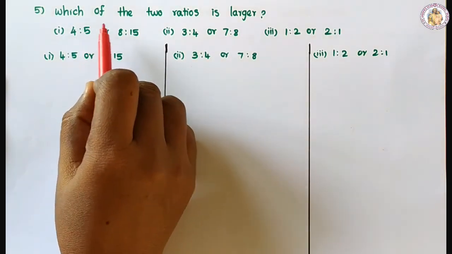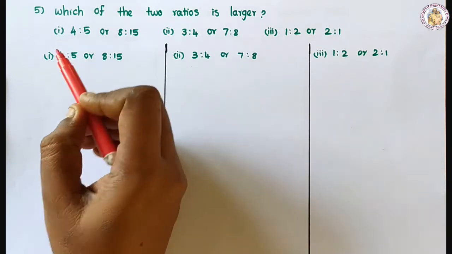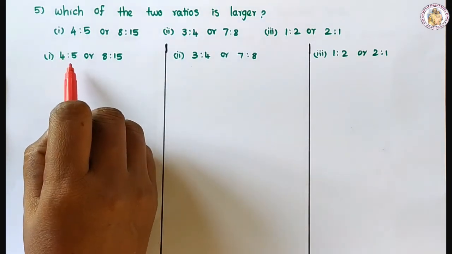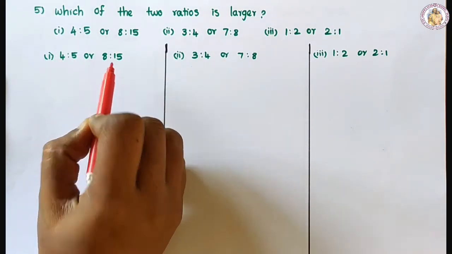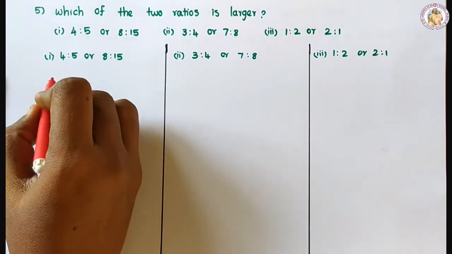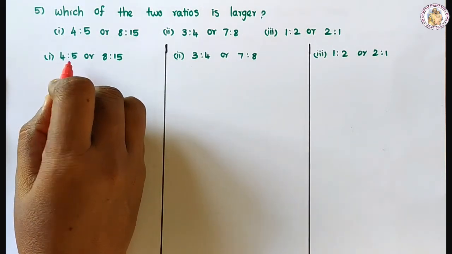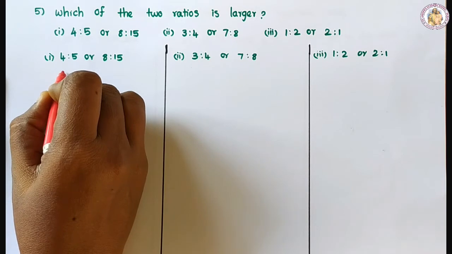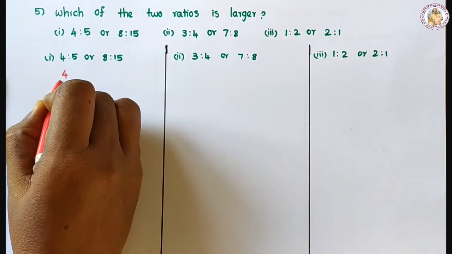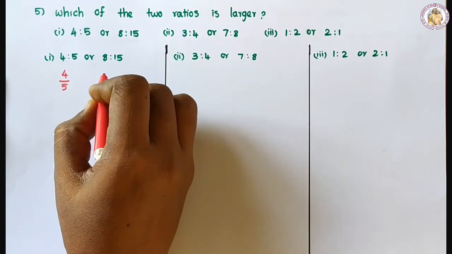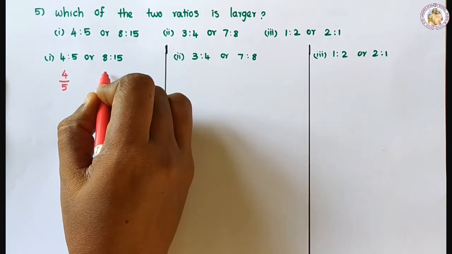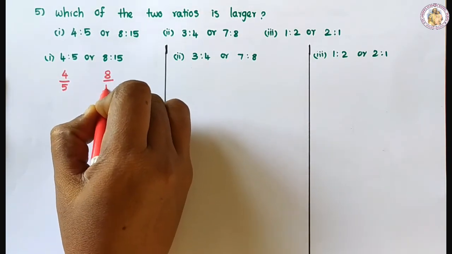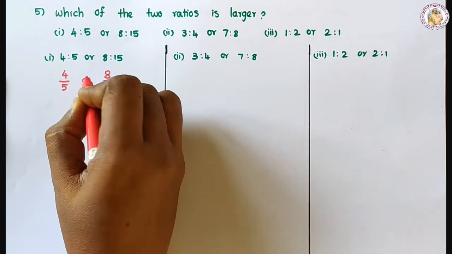Fifth one, which of the two ratios is larger? First subdivision, 4:5 or 8:15. Listen. First write in fraction form. 4:5, that is 4 by 5. Here 8:15, that is 8 by 15.